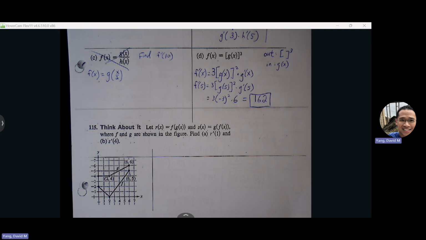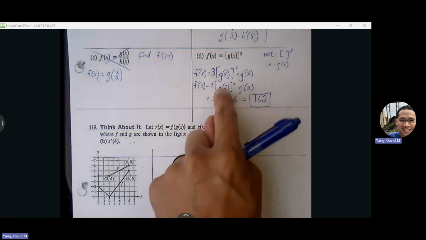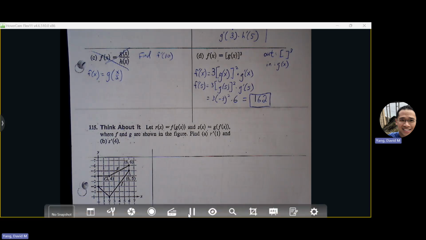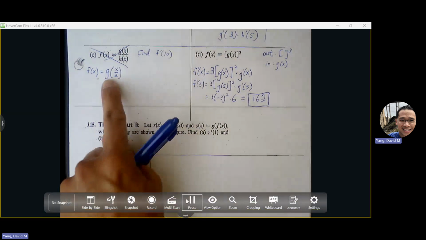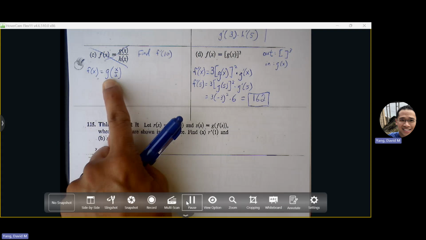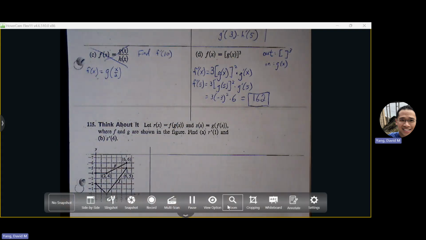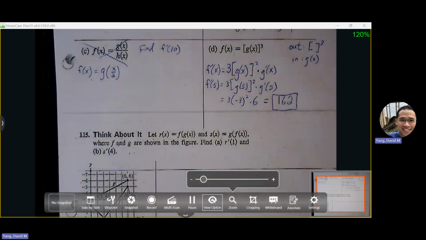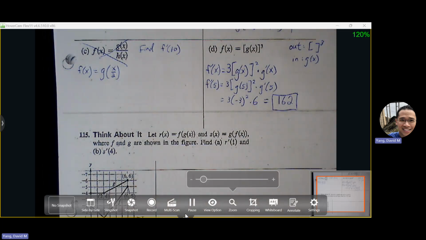I want to do a different variation of part D, where there's a mix between function notation and non-function notation with chain rule. So if you guys can cross off C, and I want to do f of x equals g of x over 2. And this time I want us to find f prime of 10.